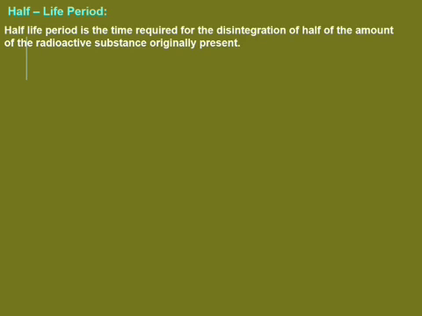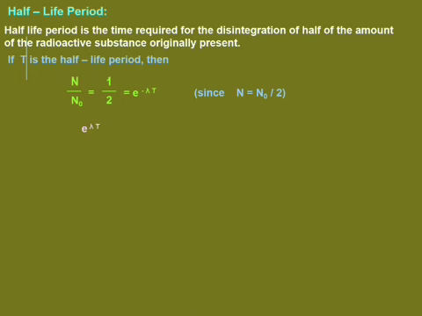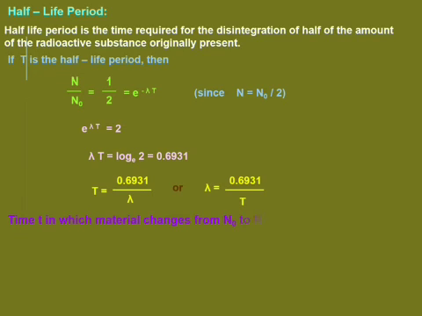Units of radioactivity. Curie (Ci): the activity of a radioactive substance is said to be 1 Curie if it undergoes 3.7 × 10^10 disintegrations per second. Rutherford (Rd): the activity is 1 Rutherford if it undergoes 10^6 disintegrations per second. Becquerel (Bq): if it undergoes 1 disintegration per second.